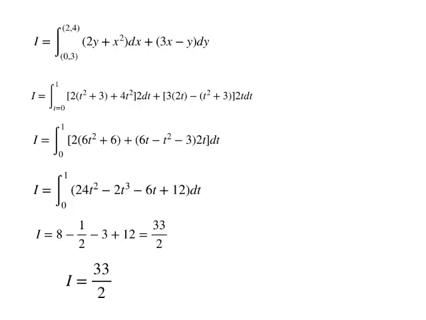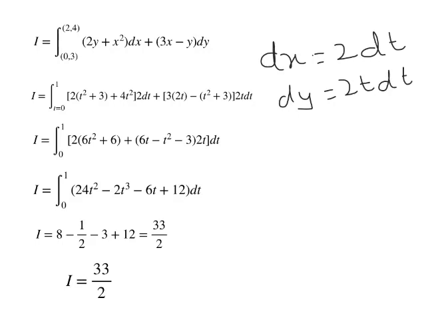Substituting the values, y is given by t² + 3 and x is given by 2t. So you'll have dx equal to 2 dt, because all the variables should be in terms of t, and your dy is equal to 2t dt. Substituting these values and integrating as we do for real valued functions and then putting the limits, I get I equal to 33/2 along the path parabola.